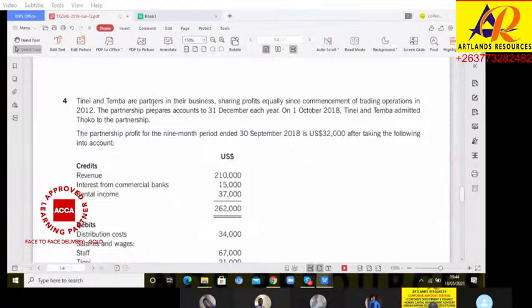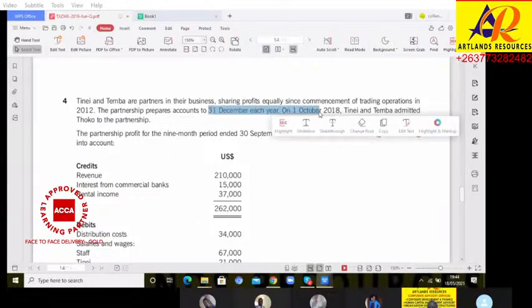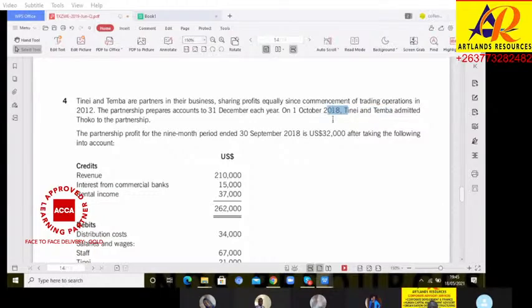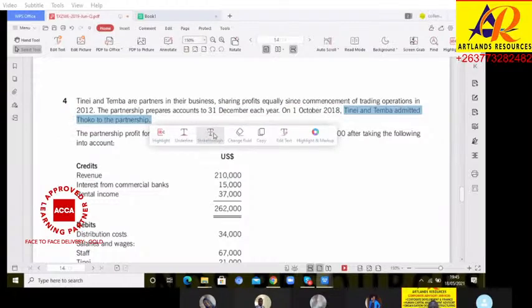Tinei and Temba are partners in their business, sharing profits or losses equally since the commencement of trading operations in 2012. The partnership prepares accounts for 31 December each year. Tinei and Temba admitted Toko into a partnership. What are the implications of admitting a new partner?